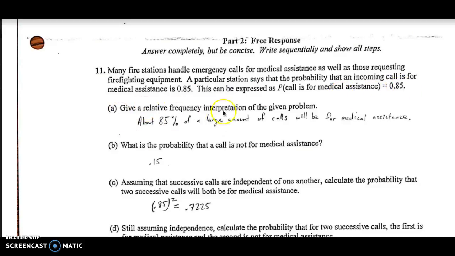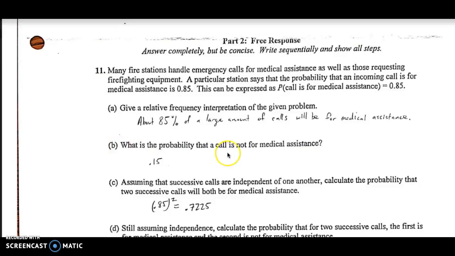Part A, give a relative frequency interpretation of the problem. So basically, relative frequency means what's going to happen in the long run. So you can just say about 85% of a large amount of calls will be for medical assistance. We know exactly, out of all possible calls, it's going to be exactly 0.85. But if you just took some large amount, approximately 85% would be for medical assistance.